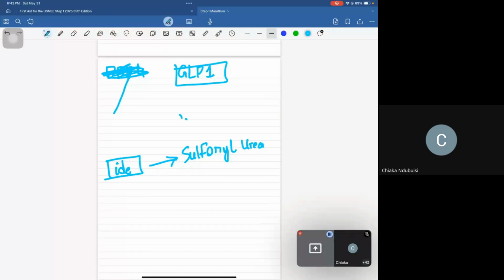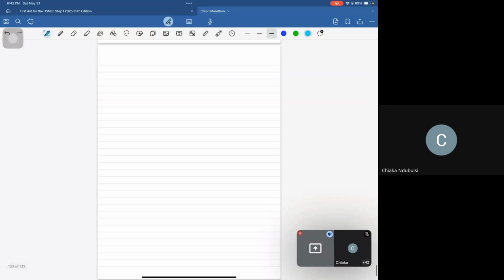Now we have the SGLT2 inhibitors. So remember, two drug classes improve cardiovascular mortality in diabetes. One is the GLP-1 analogs, and the other is the SGLT2 inhibitors, right?